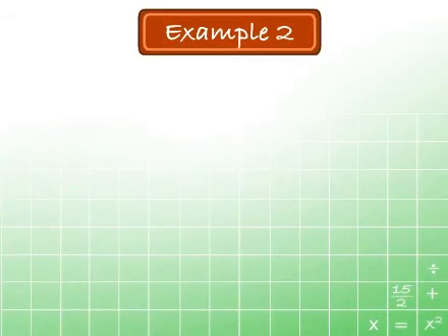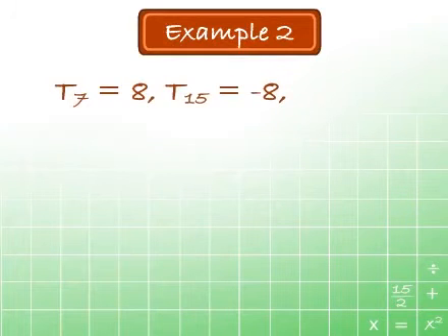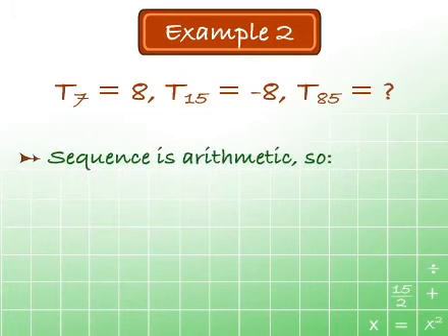Let us now consider a more involved example. Example 2. The 7th term of an arithmetic sequence is 8, and the 15th term is negative 8. Find the 85th term of the sequence.